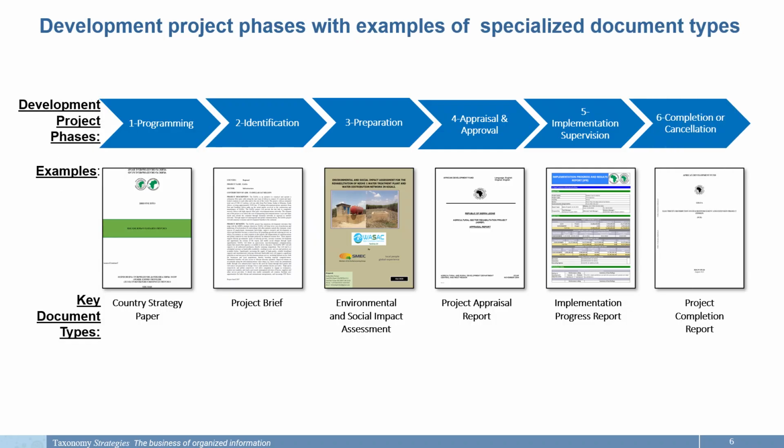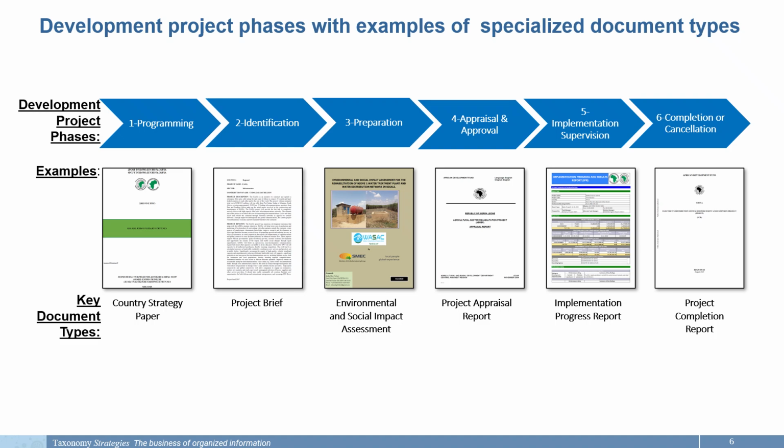One of the main activities of multilateral development organizations is planning and supervision of development projects undertaken by one or more countries. Each project, and indeed every multilateral development organization activity, involves the creation and collaboration around different types of documents. For example, for the African Development Bank, there are standard operating procedures for sovereign development projects. This business process is divided into 6 distinct project phases: programming, identification, preparation, appraisal and approval, implementation and supervision, and completion or cancellation.